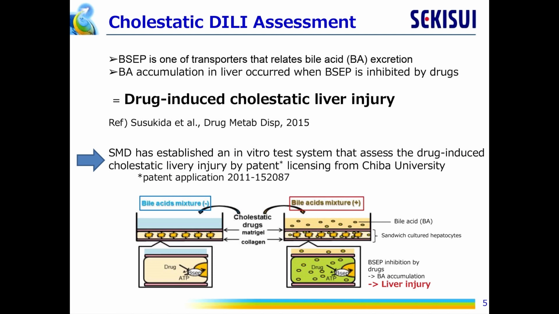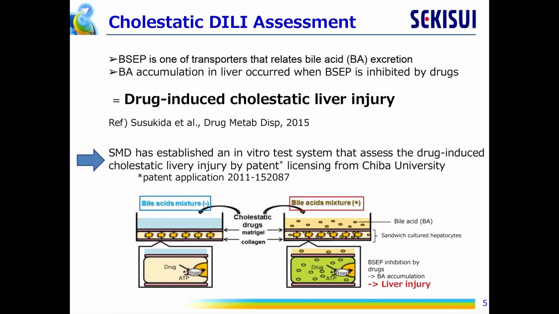This time, we have established an in vitro test system. It mimics this phenomenon to assess drug-induced cholestatic liver injury. Most clients conduct this study as part of a screening to assess the risk in drug discovery. However, if a sponsor sees BSEP inhibition in definitive preclinical studies, they can follow up with this functional assay to see if the bile acid accumulation causes toxicity.